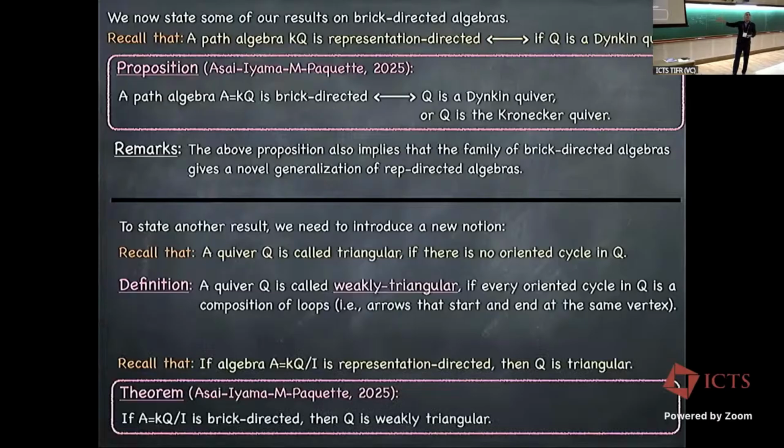And now here is the second result: an algebra A, if it's brick directed. And I recall the motivation: the algebra which was representation directed, a loop or many loops, but no longer cycle. So the quiver is a little bit more flexible than what it was.